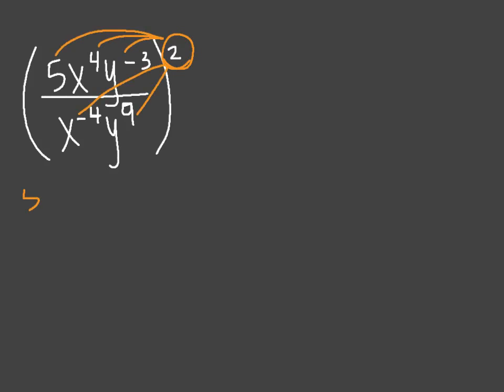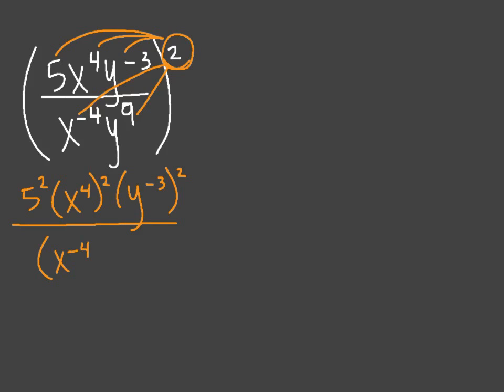So that would make 5 to the second power, x to the fourth with another 2, y to the negative third with another 2, and the bottom would be x to the negative fourth with a 2, and y to the ninth with a 2.